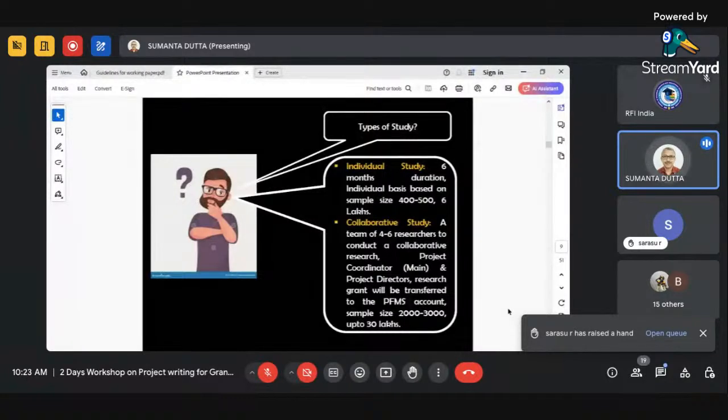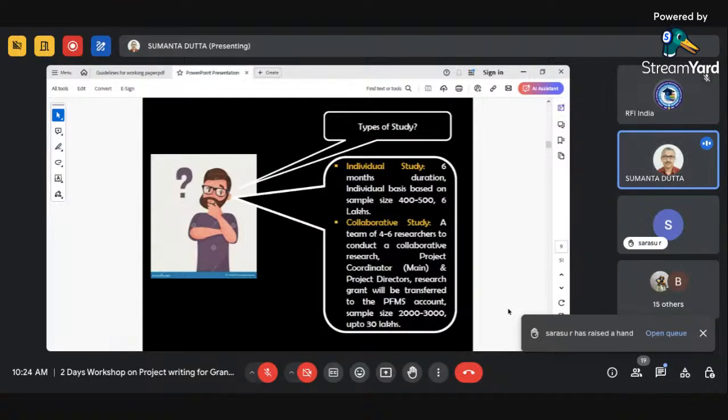Since it is a collaborative research project, one person must act as the main project coordinator, and the rest of them can act as project directors. The main project coordinator must have the entire responsibility, because that institution must link with the ICSSR for receiving and using the fund and for all types of audit treatment.